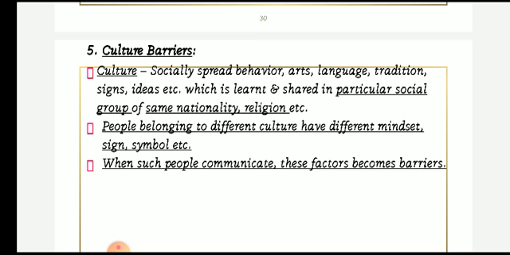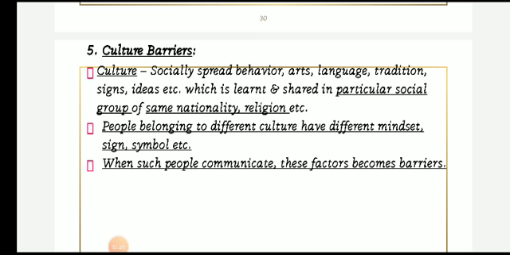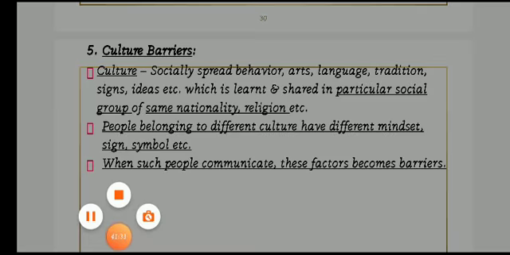When we say culture barrier, this is a problem when two people of different regions or nations having different cultures interact or communicate with one another, and their culture becomes a problem. We'll be stopping over here. There are several causes of cultural barrier also that we'll be discussing in our next lecture.